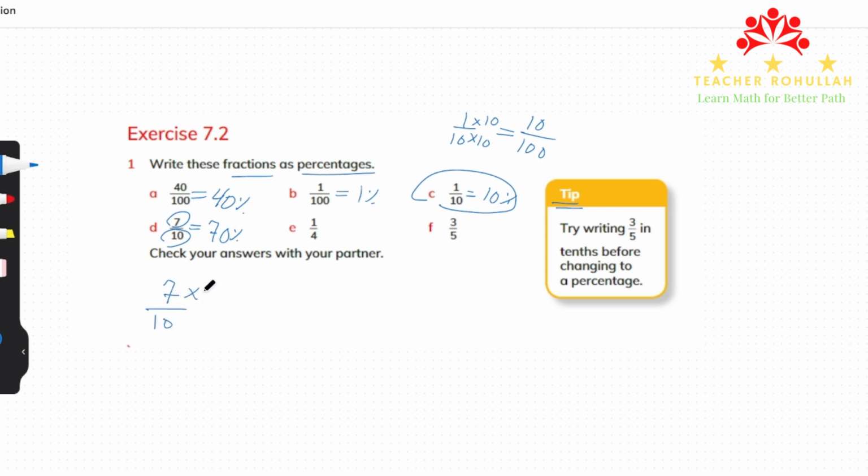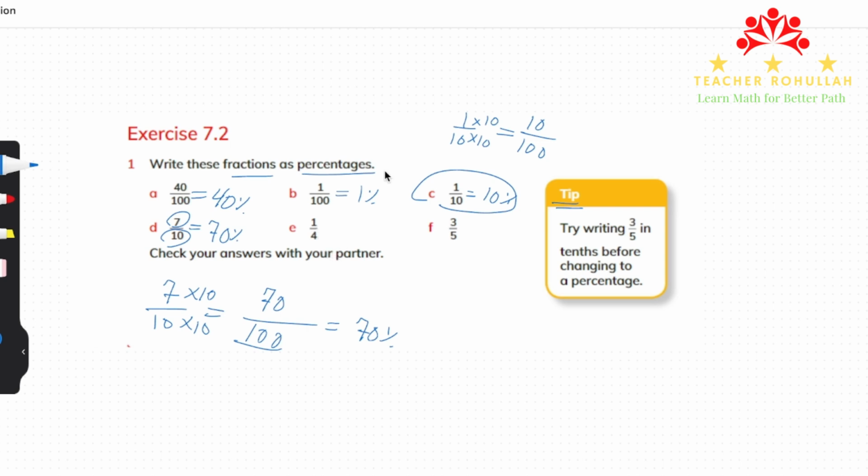7/10, we multiply both the numerator and the denominator by 10. So 7 times 10 is 70, and 10 times 10 is 100. Now this shows that out of 100 equal parts, 70 of it is taken. So it shows 70%. Well, in part E, we have 1/4.